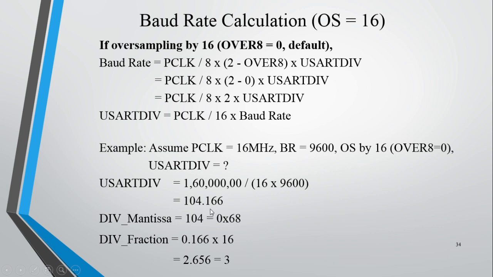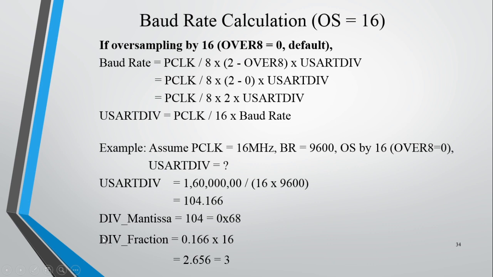You need to convert this fraction also into a whole number. So I am doing 0.166 into 16. Why this into 16? Because you are performing oversampling by 16. So since it is oversampling by 16, what will you do with the fraction? You need to multiply the fraction by 16. So you will get 2.656. You round it off to 3.